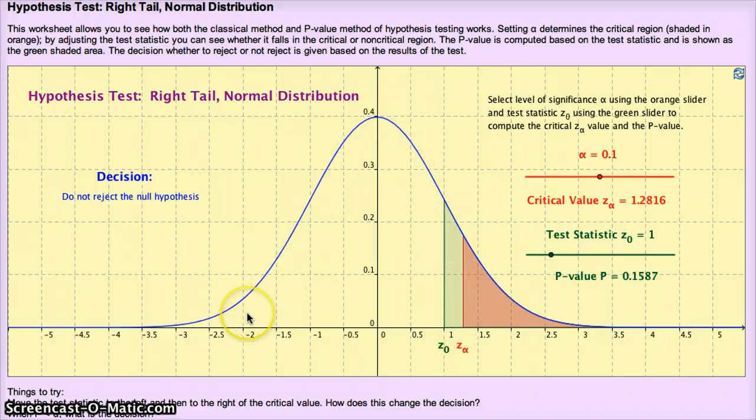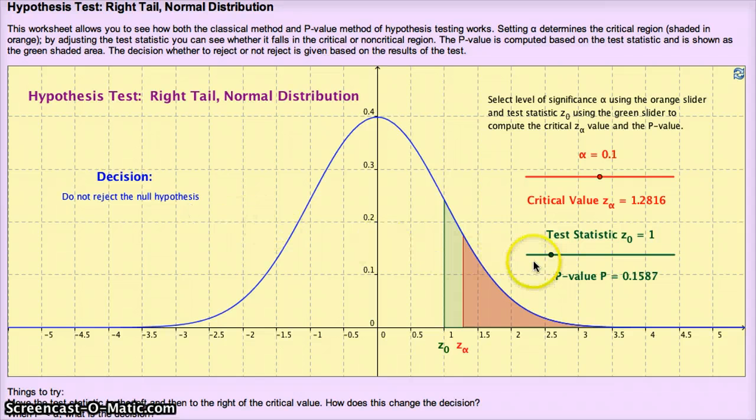And our decision that we can make based on that is that we do not reject the null hypothesis, that while there's some variation in the mean volume in the perfume bottles, it's not significant enough to warrant stopping the production line and recalibrating equipment or anything like that.